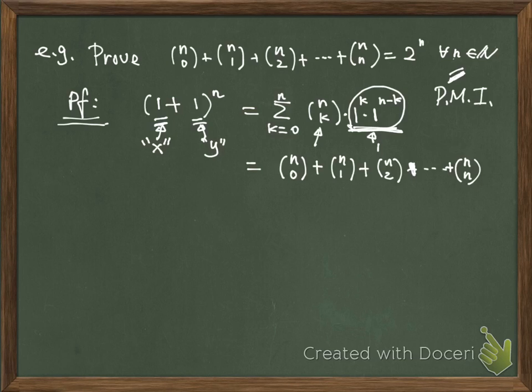Okay. Of course, I started from 1 plus 1 to the n because that is also 2 to the n. That's the end of the proof of this identity.